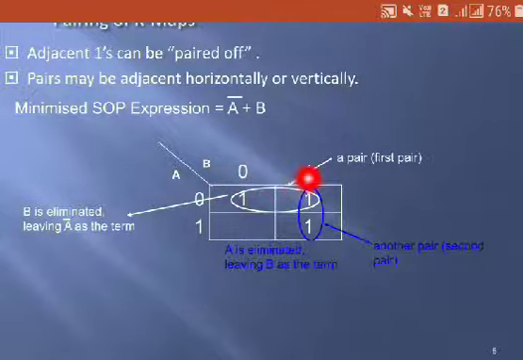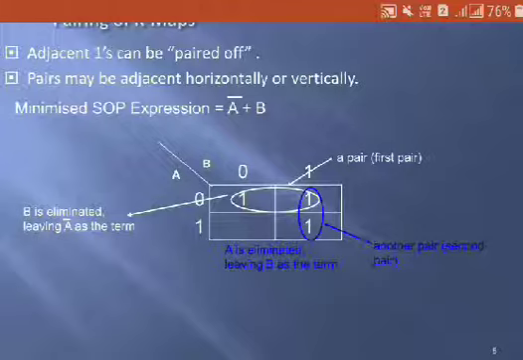So b1 means that the b variable is left over. For the second pair, a is eliminated, leaving b as the term. So what is the overall SOP expression? The first pair results in a bar and the second pair results in only b. So a bar plus b is the minimized SOP expression.